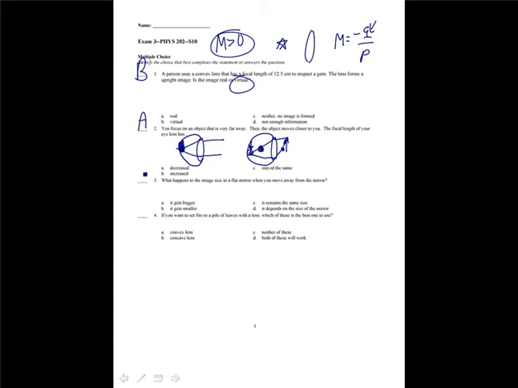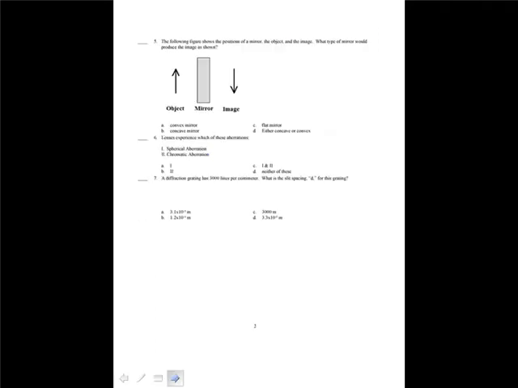What happens to the image size in a flat mirror when you move away from the mirror? It stays the same size. If you want to set fire to a pile of leaves with a lens, you want to use a lens like this that will focus the rays, and that is a convex lens. That's A.